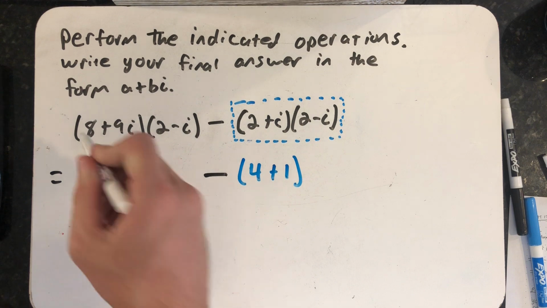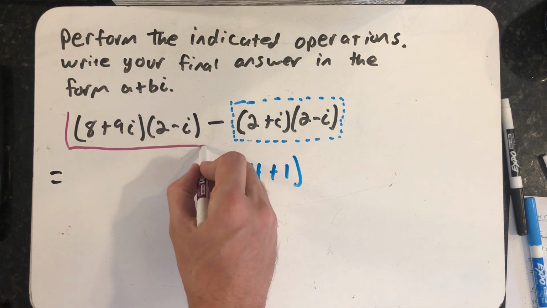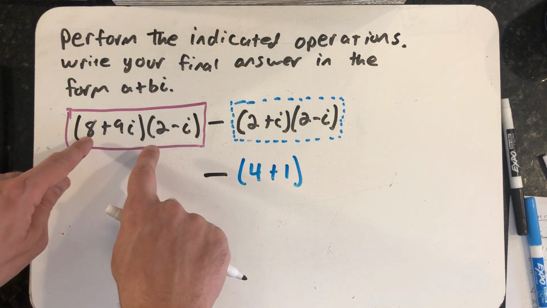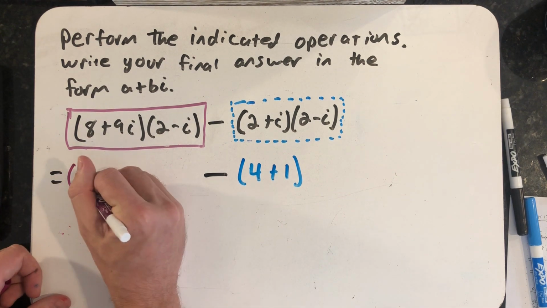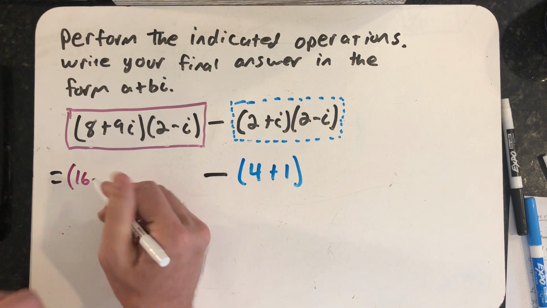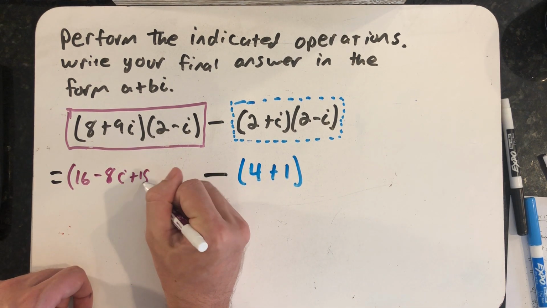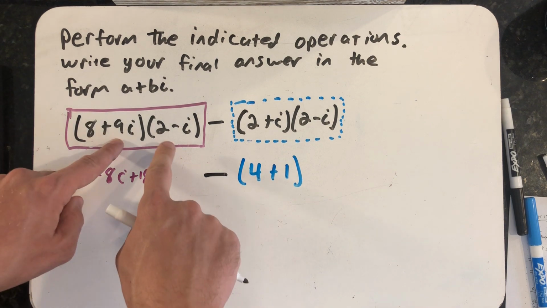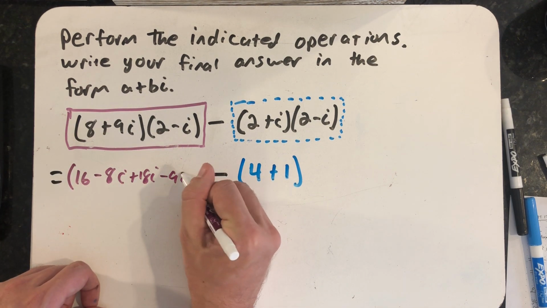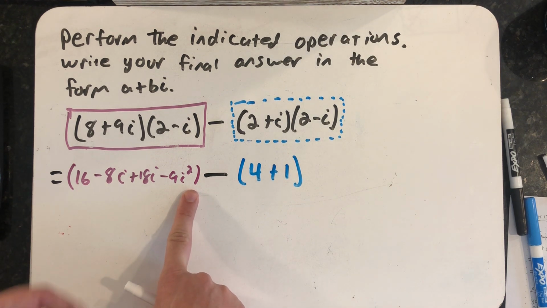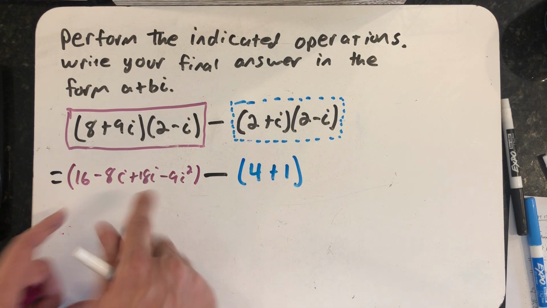All right, so now let's multiply these complex numbers together. And this time I really will need to think about distributing. 8 times 2, that's going to give me 16, minus 8i, plus 18i. And then finally I have minus 9i squared. And every time I see that i squared, I know it's the same thing as multiplying by minus 1, so this is really a plus 9.